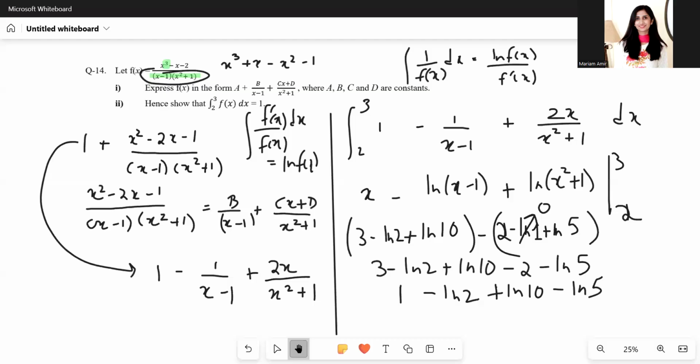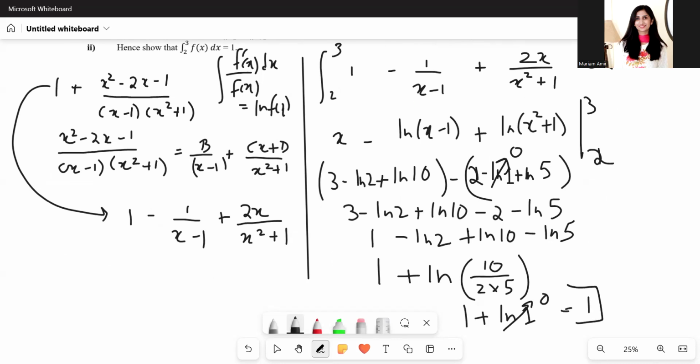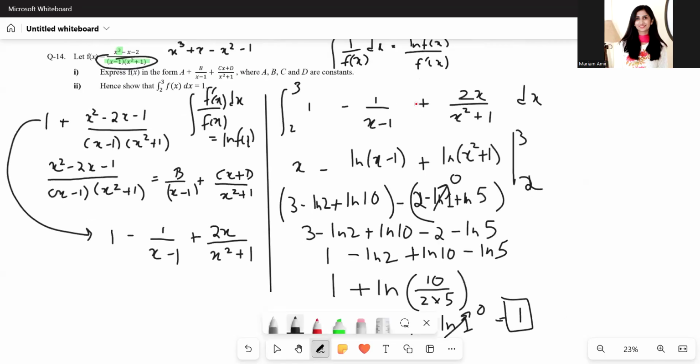Now we're going to use the log rule here, and we know we can take ln common, and the plus values go in the numerator and the minus values go in the denominator. So we get 1 plus ln 1, which is also 0. So the answer comes out to be 1, and that is what we were supposed to show, that the answer of the integration equals 1.